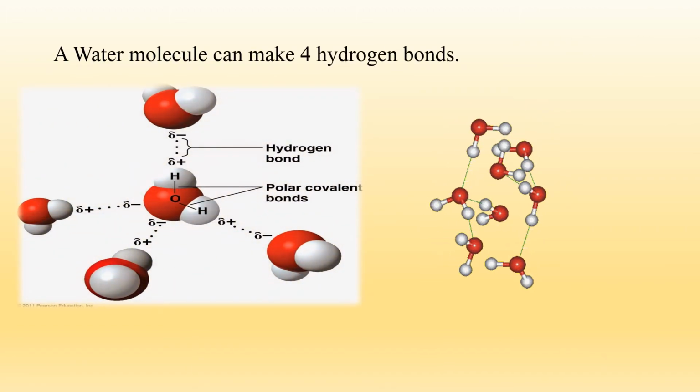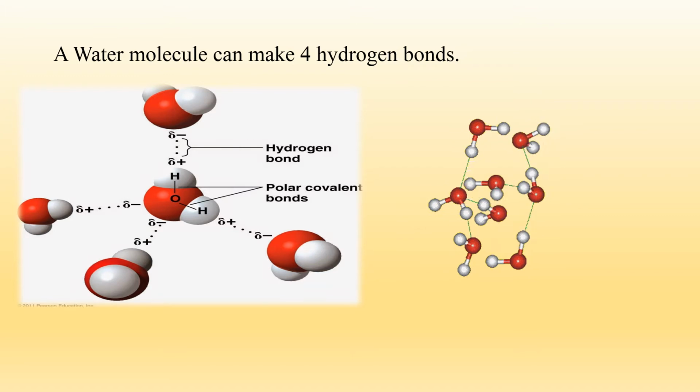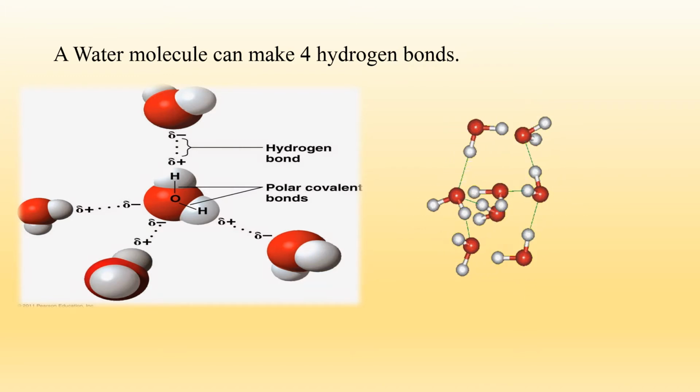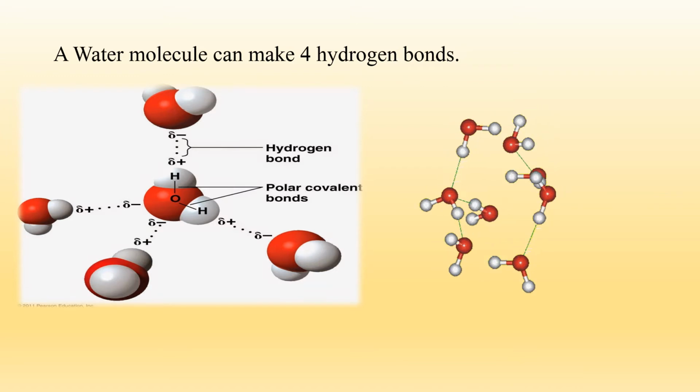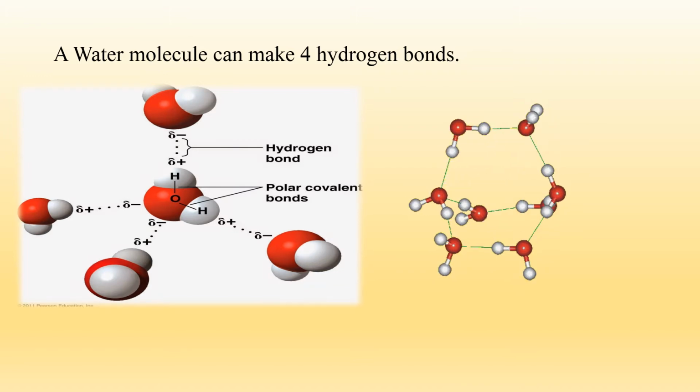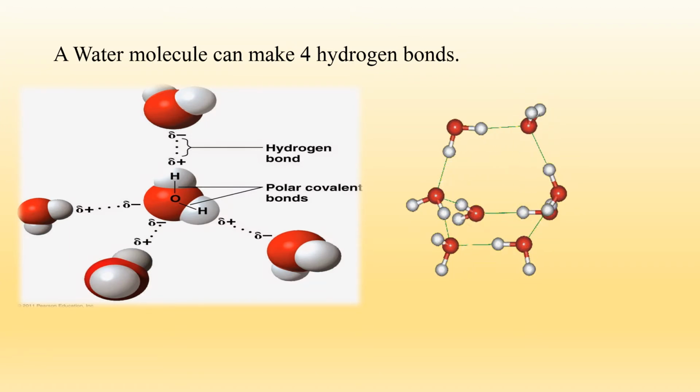A water molecule can make four hydrogen bonds. In this picture you can see how the four hydrogen bonds are formed. The electron pairs on the oxygen atom interact with the hydrogen atoms of other water molecules in two interactions. The hydrogen atoms interact with the oxygen atoms of other water molecules, a partial positive and partial negative charge interaction. One water molecule can make four hydrogen bonds. This animation shows how hydrogen bonds form in water.